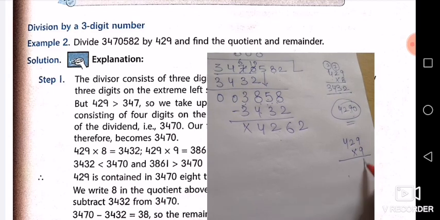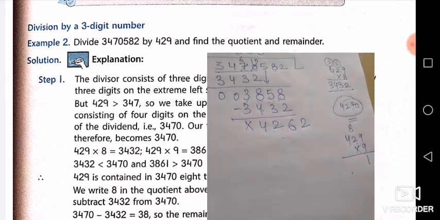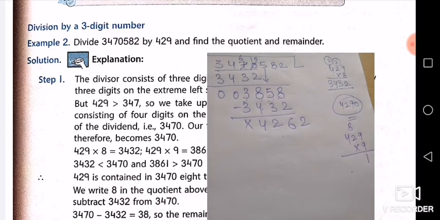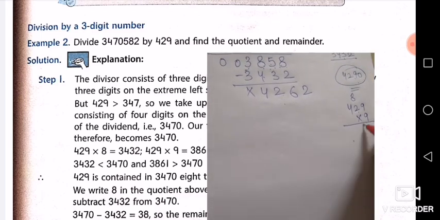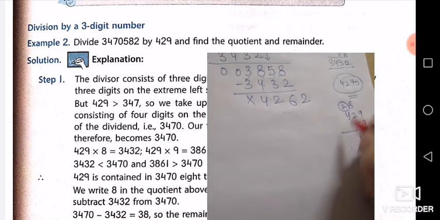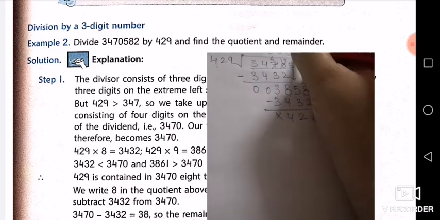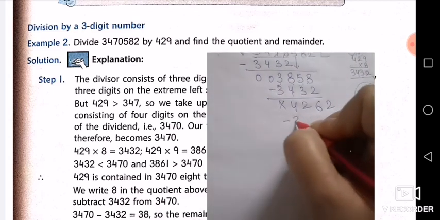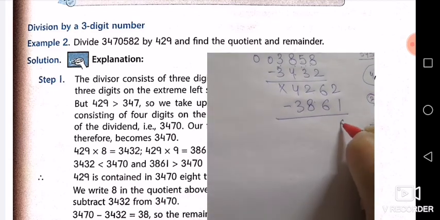9 nines are 81, 9 twos are 18, 19, 20, 21, 22, 23, 24, 25, 26. We'll write here 6, 2 will be carry. 9 fours are 36, 37 and then 38. What will we get? 3861. 9 times 3861. We'll do the subtraction.